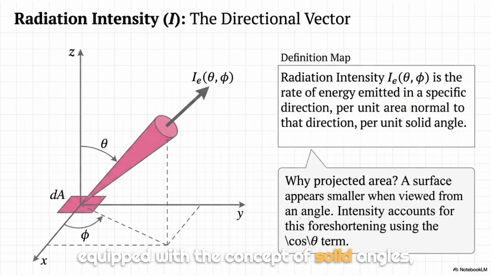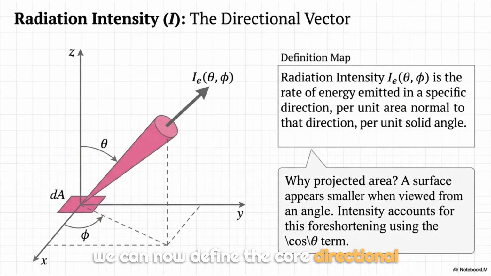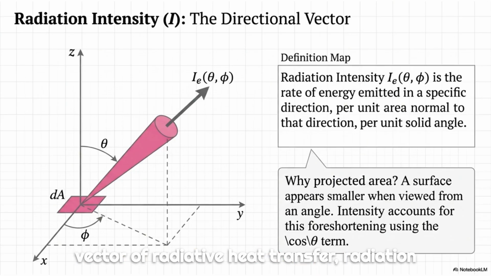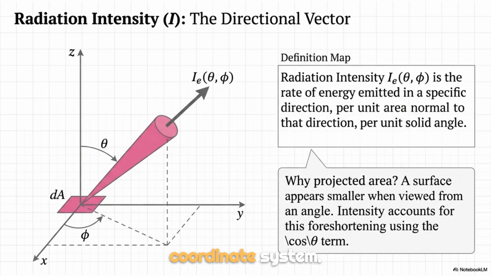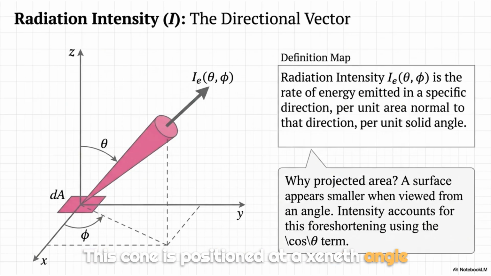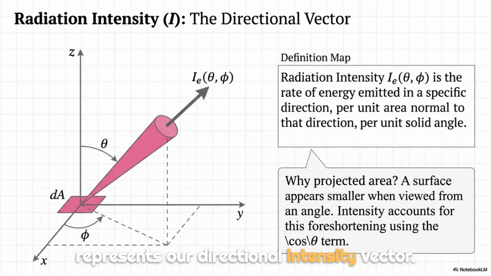Equipped with the concept of solid angles, we can now define the core directional vector of radiative heat transfer, radiation intensity. Let's analyze the spatial diagram on the left. We have a differential emitting surface area sitting at the origin of a three-dimensional coordinate system. It shoots a beam of radiative energy outward through a pink cone. This cone is positioned at a zenith angle measured from the vertical axis, and an azimuthal angle measured around the base plane. The arrow extending out of the cone represents our directional intensity vector.